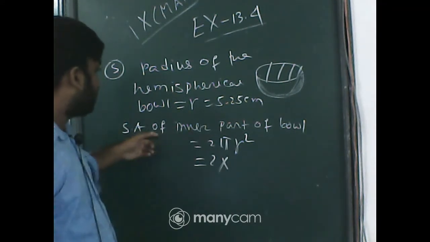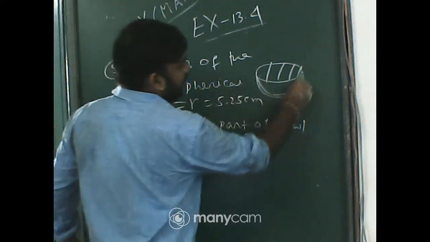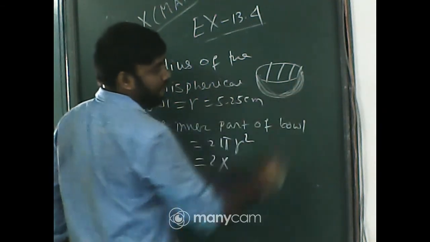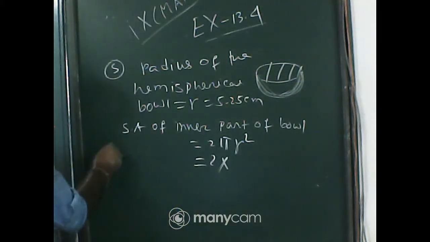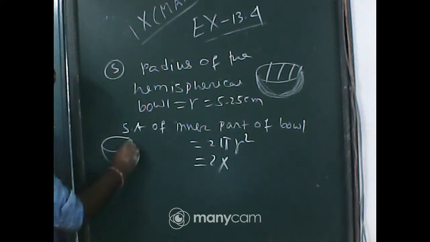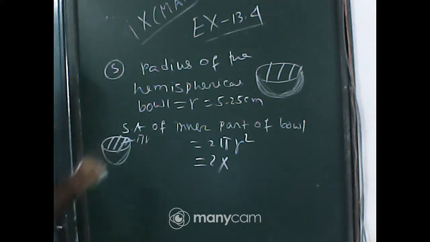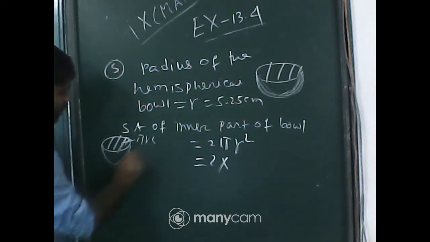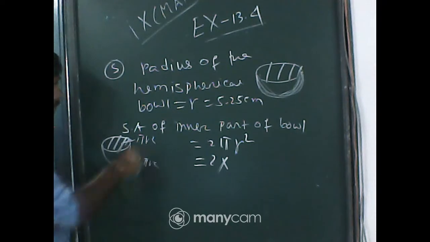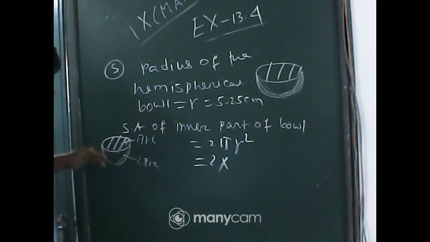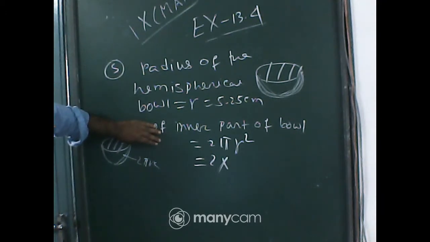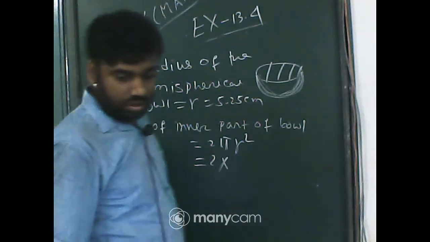The inner surface area means that portion only, that is 2 pi r square. When it is 3 pi r square, it is the area of this portion plus pi r square. I have discussed this already. Pi r square plus 2 pi r square, total 3 pi r square. But here, for tin plating of the inner surface area, only 2 pi r square.